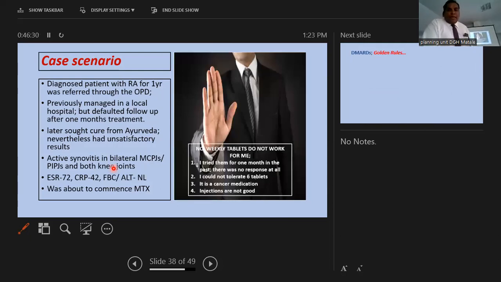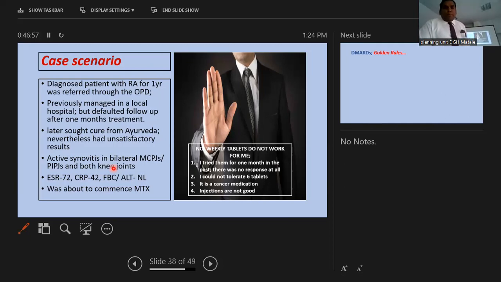He refused, saying weekly tablets do not work for him. The reasons given were: I tried them for 1 month in the past, there was no response at all. I could not tolerate 6 tablets. It's a cancer medication, and injections are not good. When I was trying to inject the knees, he came up with these explanations.